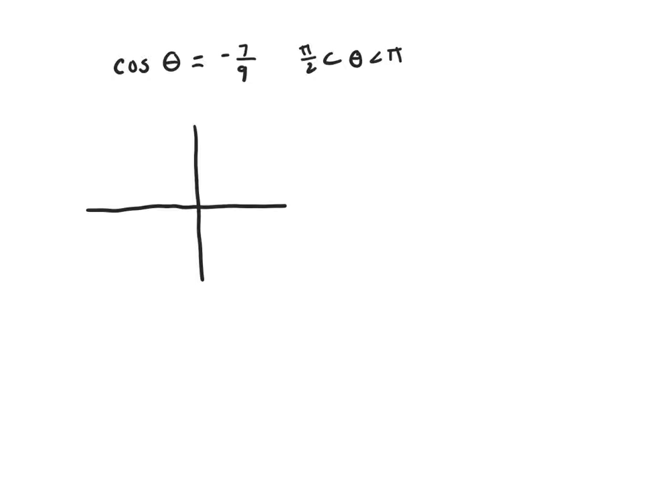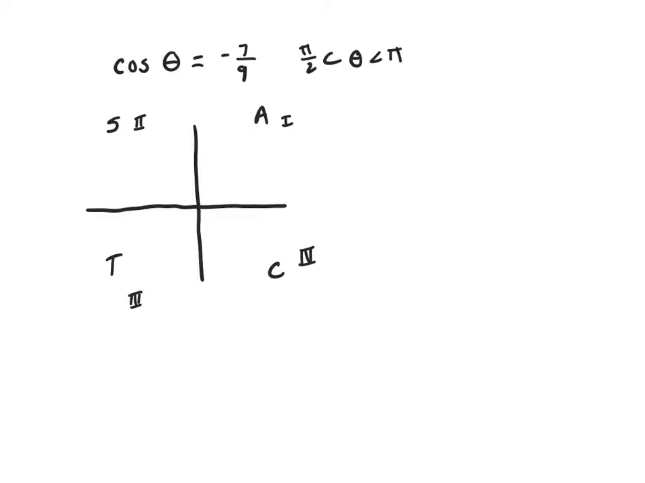We're given cosine theta equals -7/9. And I know that all students take calculus. All of our trig functions are positive in this first quadrant. Sine is positive in the second. Tangent is positive in the third. And cosine is in the fourth.